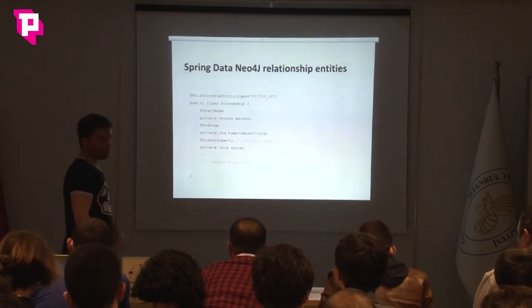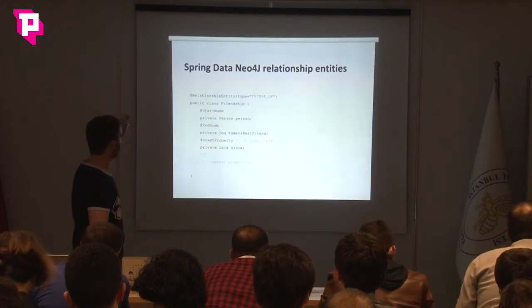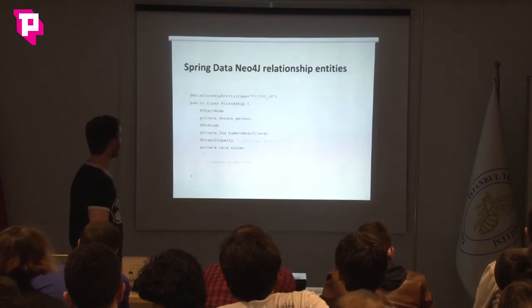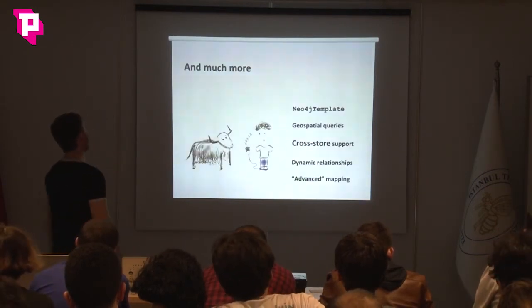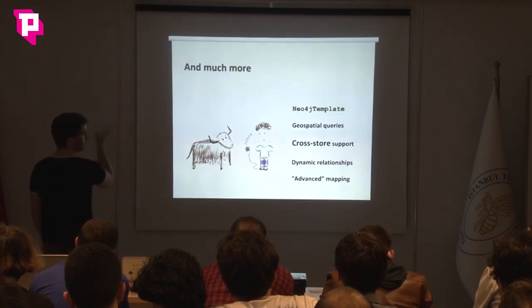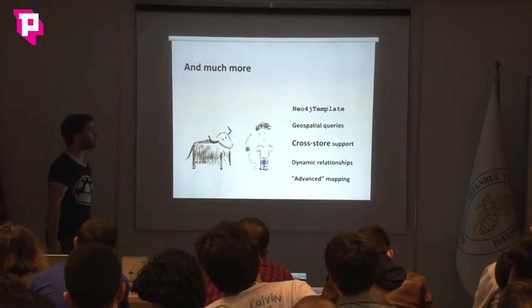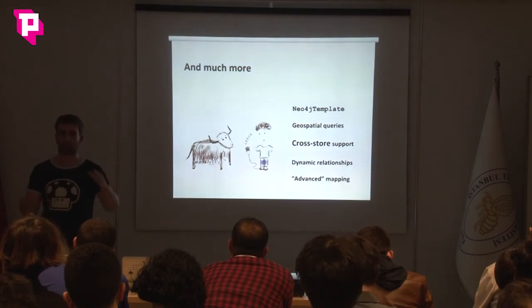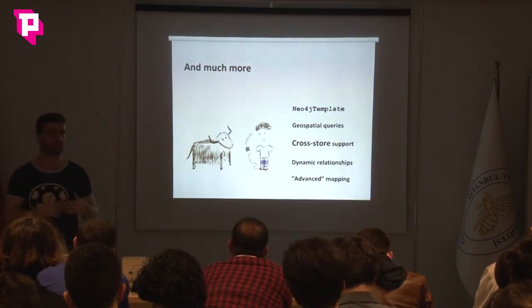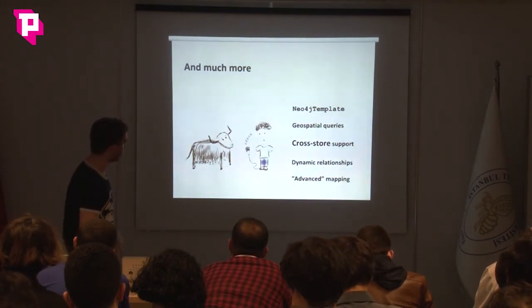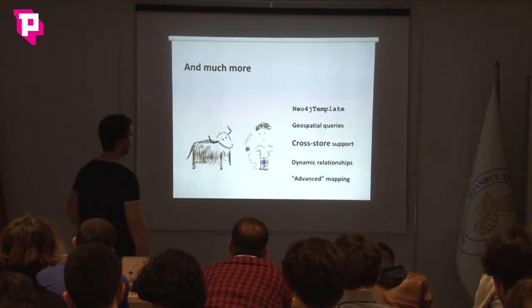Relationships are kind of the same, so I won't go too much into it. You have a start node and an end node, that's it. And you can have even more, so it saves you a lot of time. I mean, it gains you lots of time. You can use Neo4j templates, which hide lots of the technical details of querying data, so you focus on the essentials. You can have geospatial queries.